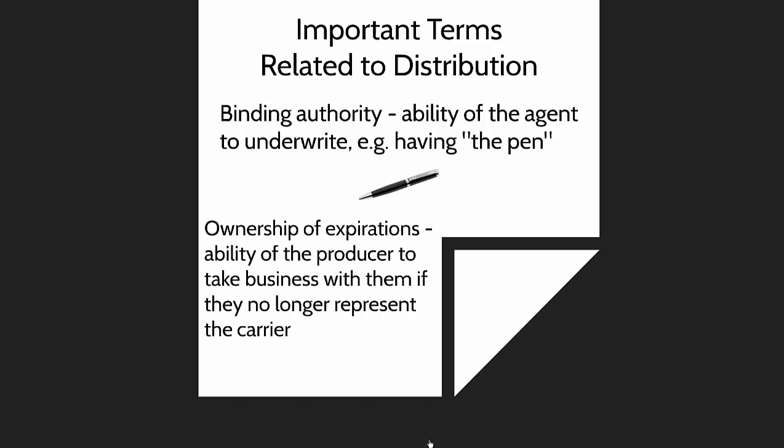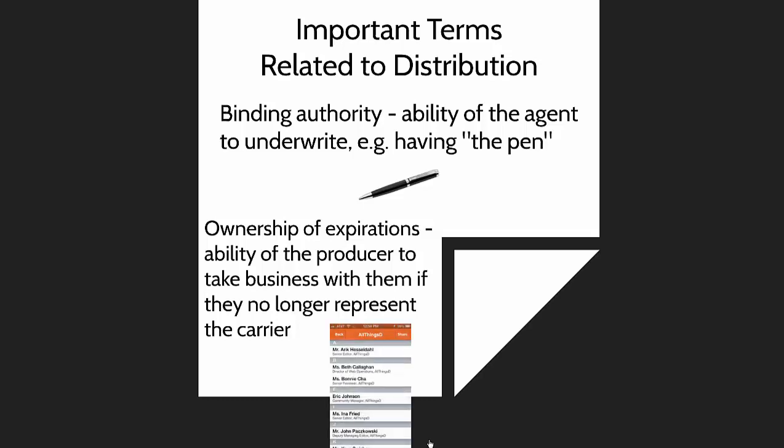The next term is ownership of expirations. This is the ability of the producer to take business with them if they no longer represent the carrier. When the policy expires and comes up for renewal, the insurance agent or broker that does not have ownership of expiration cannot contact that policyholder and even let them know legally that they've left that carrier. But if they do own the expirations, then it is their prerogative to contact the policyholder and let them know that they no longer represent that carrier. So it's literally about owning the contact list.